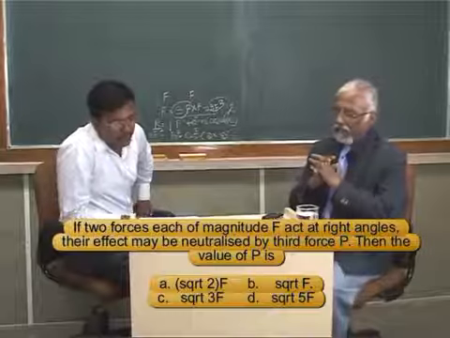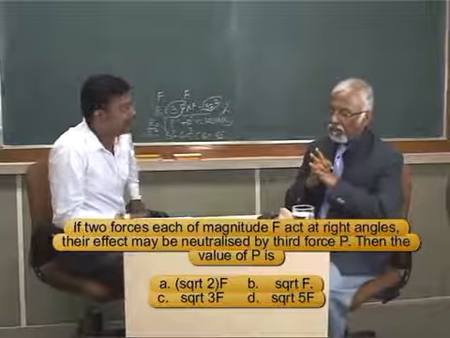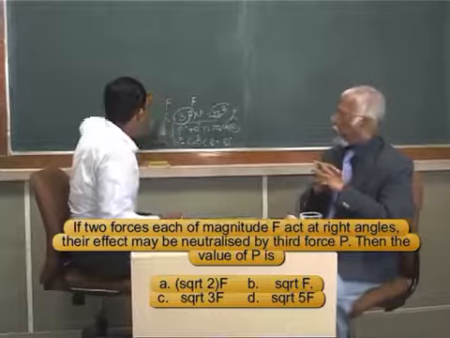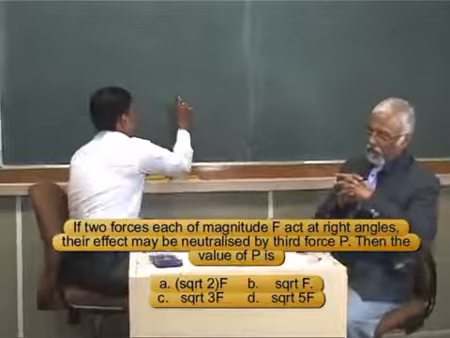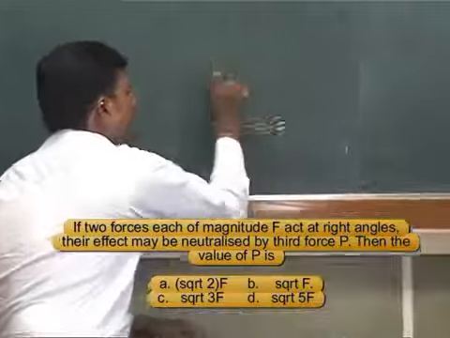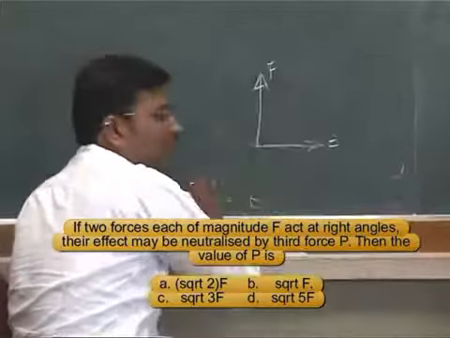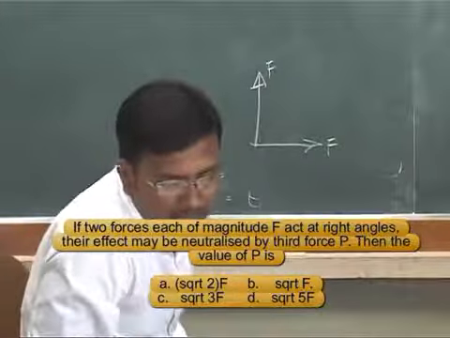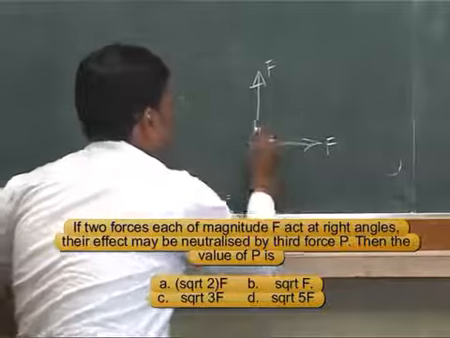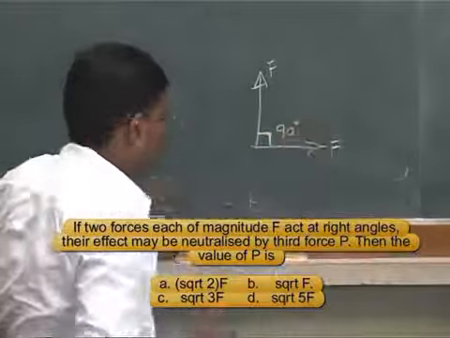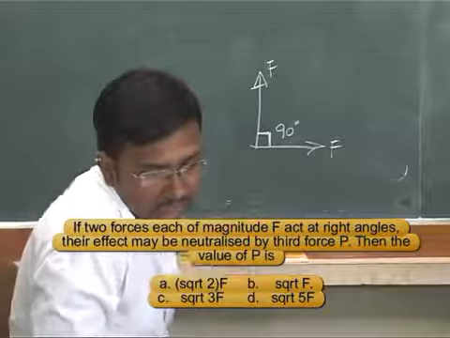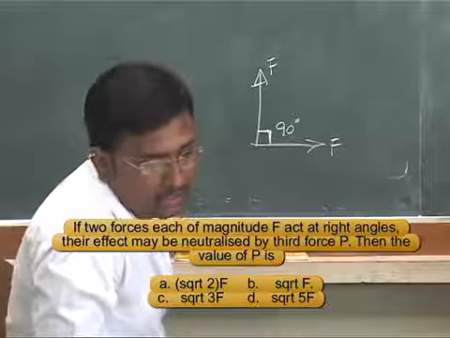Two forces, each of magnitude F, acting at right angles. So we have to take the two forces which are acting at right angle to each other. Let's consider the first force to be F, and the second force to be F again. The two equal forces are given. The angle between them is nothing but 90 degrees. And the question asks what is the resultant of these two forces.